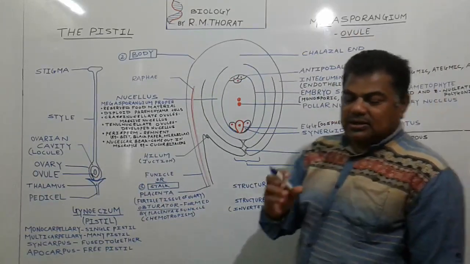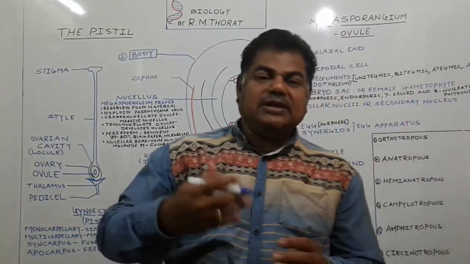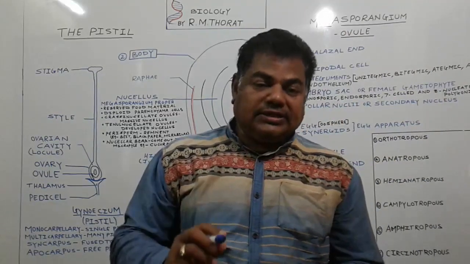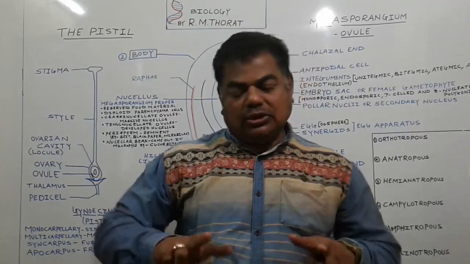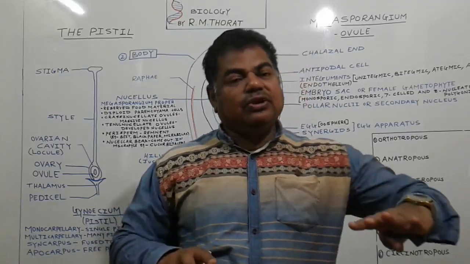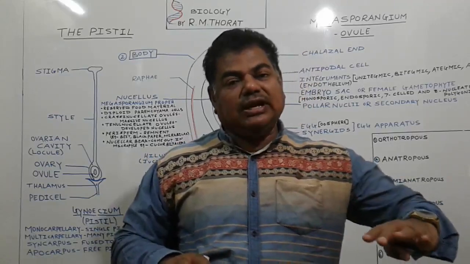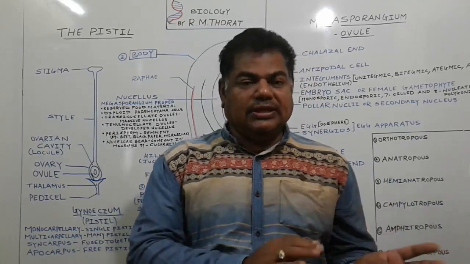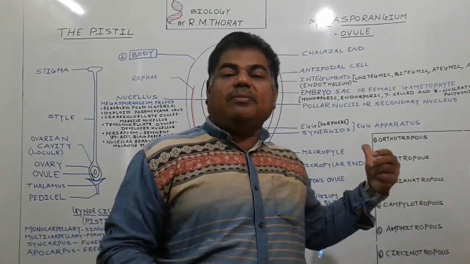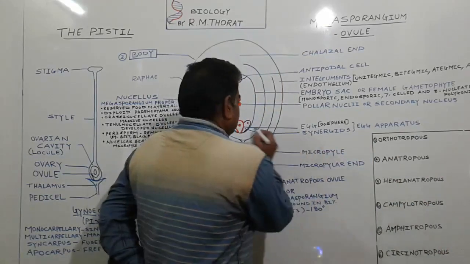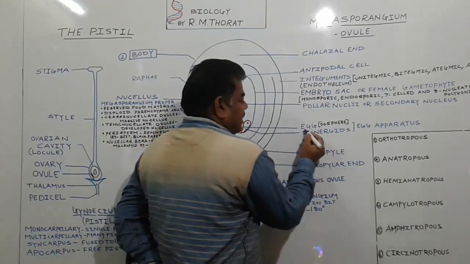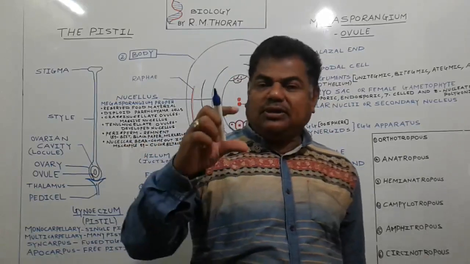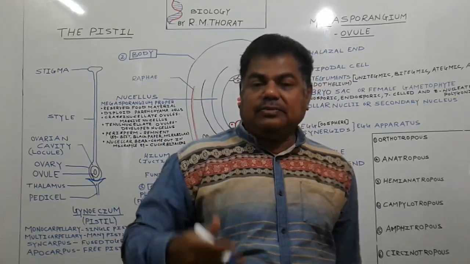Mega means big, sporangium means spore, big spore. No doubt this spore is microscopic in nature, as a microspore or pollen grain. Both are microscopic in nature. But one we call a microspore, or pollen grain, because it is uncountable. No doubt it is microscopic in nature. This megasporangium or megaspore, which is present in the ovule, that is the egg, is also microscopic in nature. It is not big like a cell that can be visible to our naked eye.